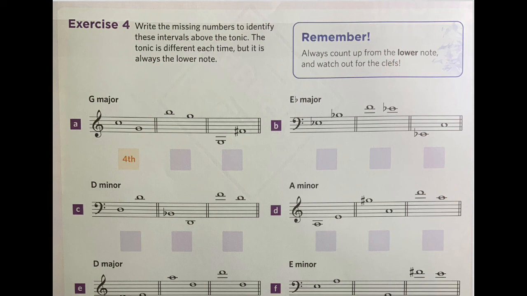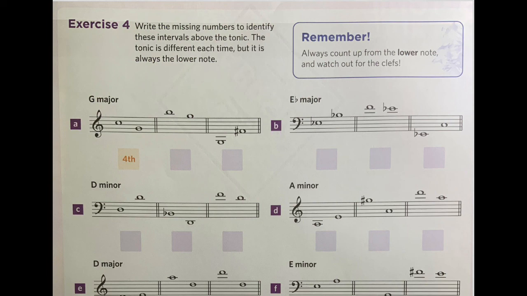Well, guys, you really don't have to watch out for the clefs. Let me tell you what I mean. This is treble clef, okay? So we're going to count up from G to C. 1, 2, 3, 4. So that's a 4th. Now, if we weren't paying attention to the clef and said this was B to E, it's still 1, 2, 3, 4. So the clef is inconsequential, okay?